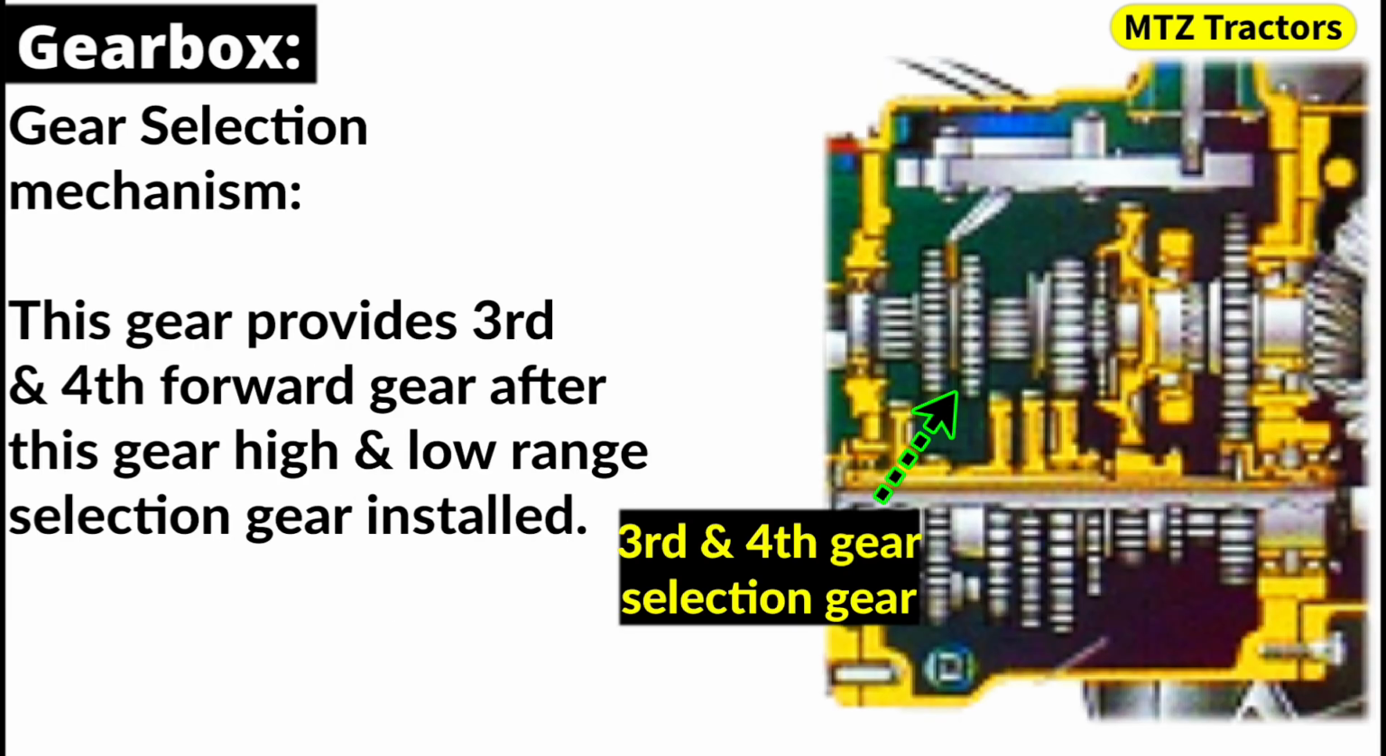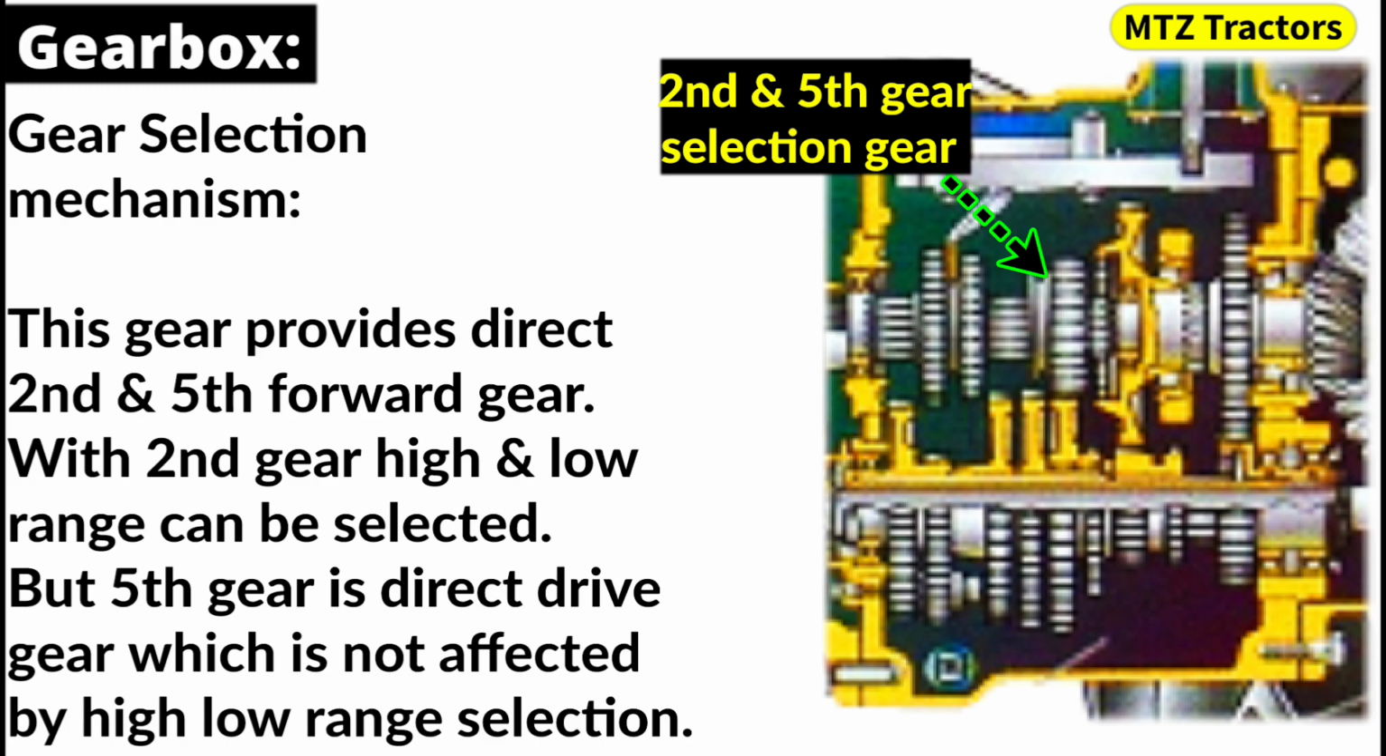Gear selection mechanism. This gear provides 3rd and 4th forward gear. After this gear, high and low range selection gear is installed. This gear provides 2nd and 5th forward gear. With 2nd gear, high and low range can be selected. But 5th gear is a direct drive gear, which is not affected by high-low range selection.